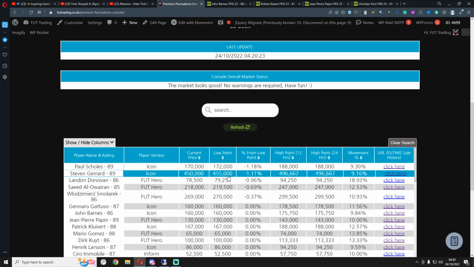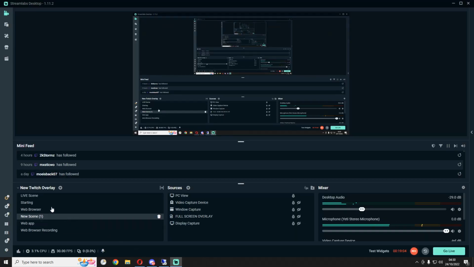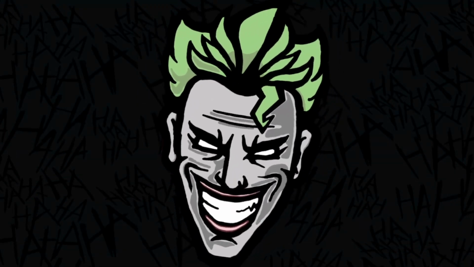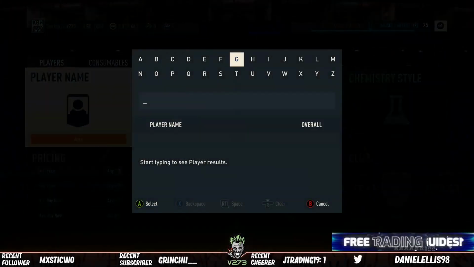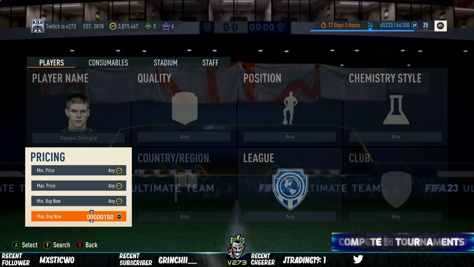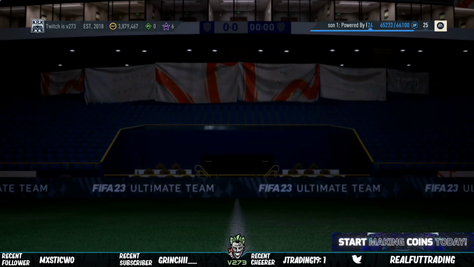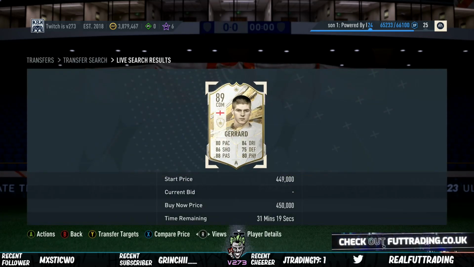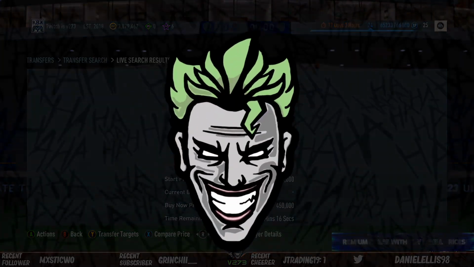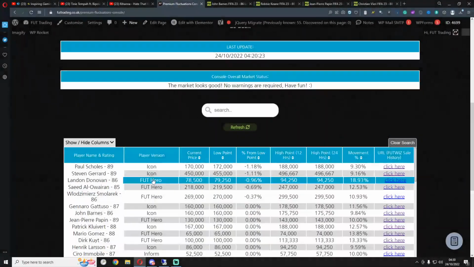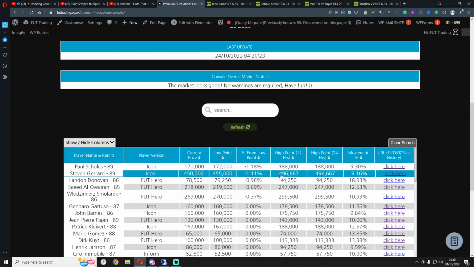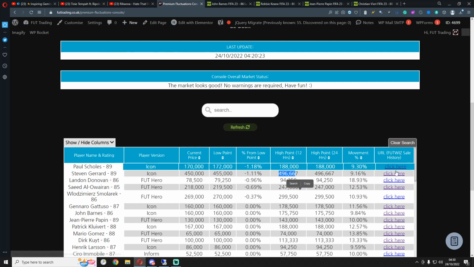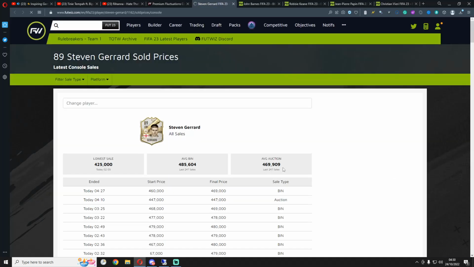A Gerrard for 450. So again, you can go onto FIFA, and all you're going to do, for example, Gerrard, put in 450. Check if he's still there. There's a Gerrard still on the market for 450. So now what we're going to do, again, same as what we've done previously: the high point is 495.